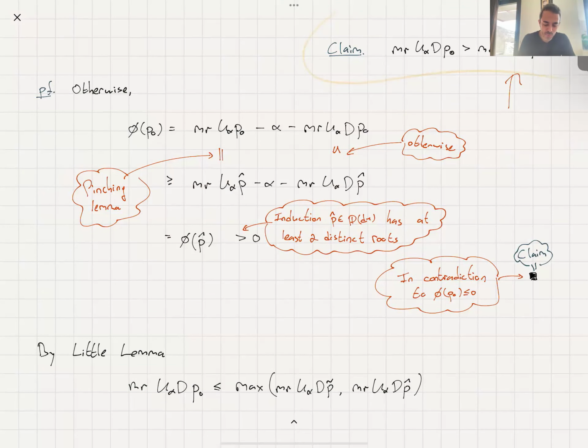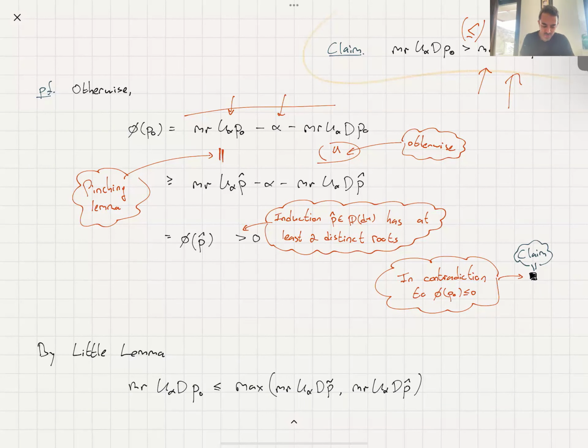So let's see why. So what do we know? Phi of p0 is by definition this thing. And the pinching lemma tells us that the maximum root of u alpha p0 is the maximum root of u alpha p hat. And if the claim is not true, then there is this non-strict inequality in the other direction, right? So this thing.